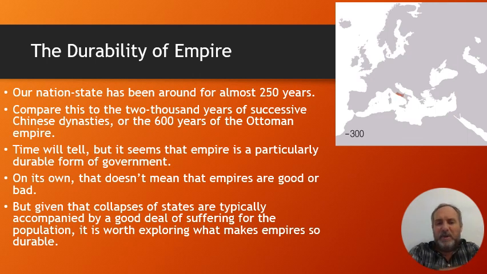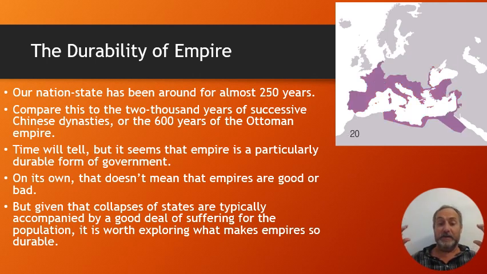So our particular nation state has been around almost 250 years now, right? The United States, which seems like a long time, but if you compare this to the 2,000 years of successive Chinese empires and dynasties, the 600 years of the Ottoman Empire, it's actually relatively short. So time will tell how long the United States and other nation states will be around. But so far, it seems like empire has been a particularly durable form of government. The longest living political entities have been empires throughout the past.